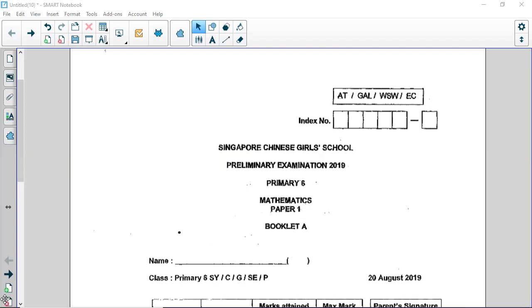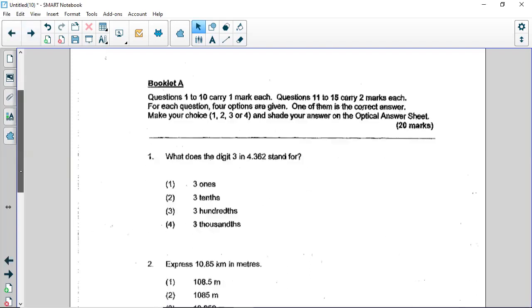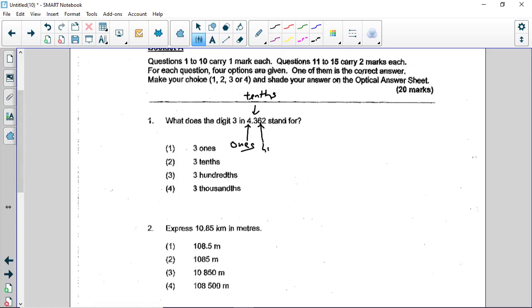Okay, let's look at question one. We will go through slowly today. What does the digit 3 in 4.362 stand for? Look at the place value. The digit in front of the decimal point is a whole number, which is your ones. The 3, which is nearer to the decimal point, is your tenths place. Getting further away from the decimal point, that will be your hundredths.